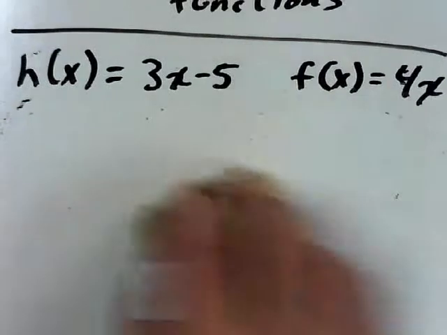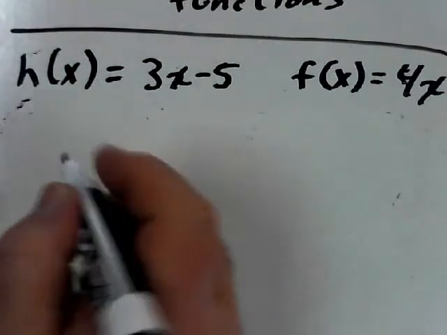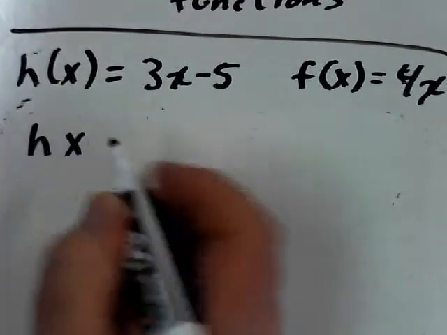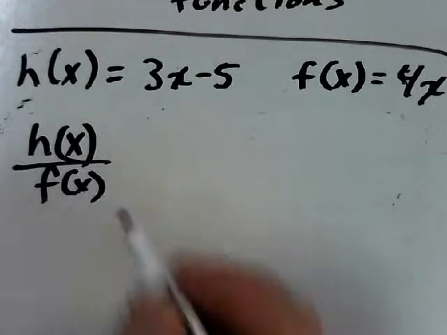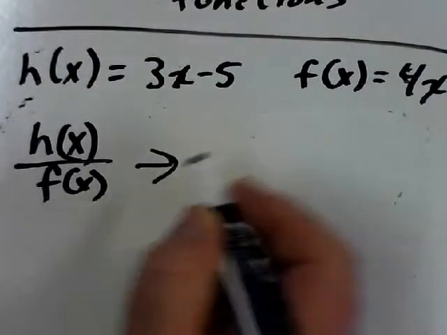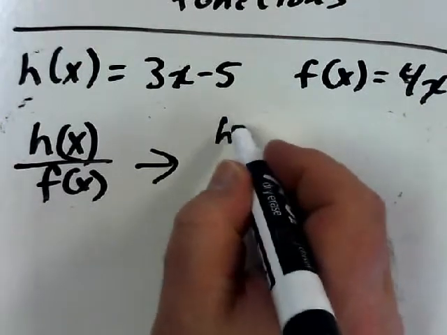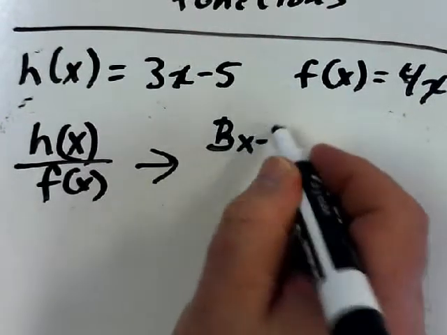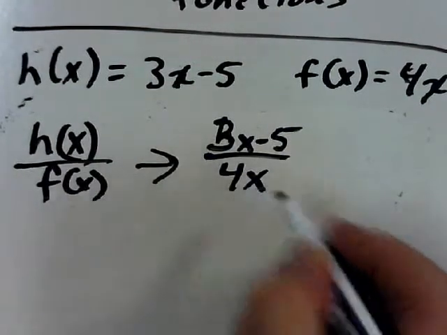So the last one would be, what if I had h of x over f of x? That would be a division, wouldn't it? Which means that would imply taking h of x, which is 3x minus 5, dividing it by the monomial 4x.